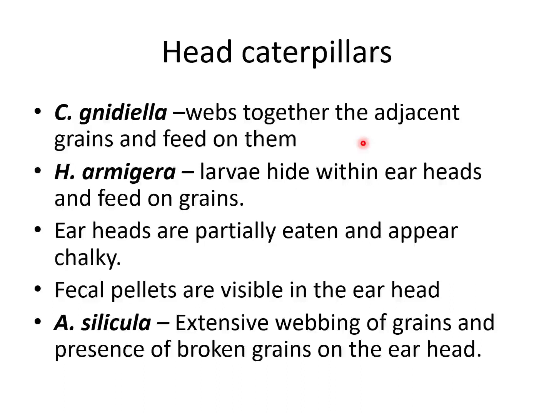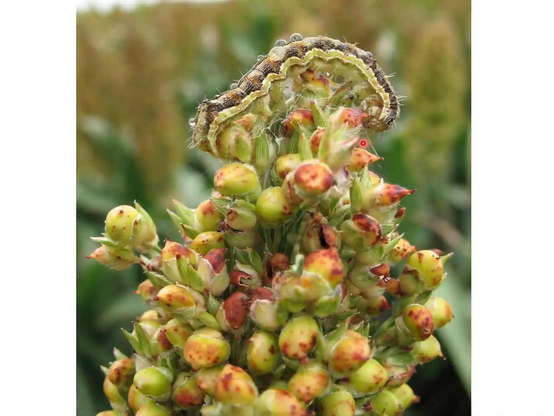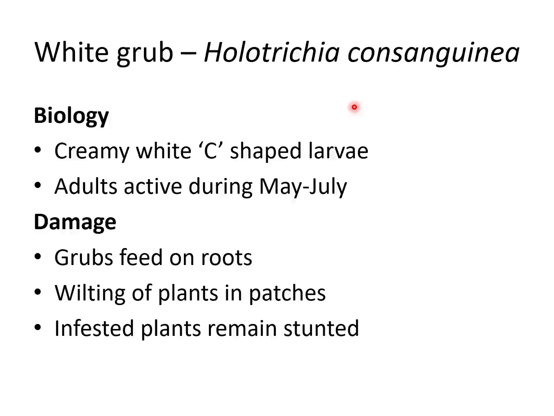The earheads will be partially eaten by the caterpillar and the grains appear chaffy. Helicoverpa armigera are large larvae and we can see fecal pellets on the earheads. So these are the caterpillars which feed on the earheads or panicles. See, I told you we can see a clear picture in sorghum of Helicoverpa armigera larvae. You can see an extremely good picture of Helicoverpa armigera feeding on the grains of sorghum.